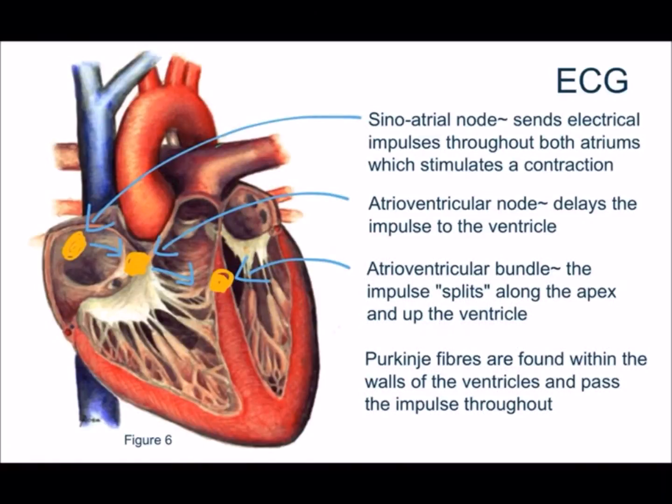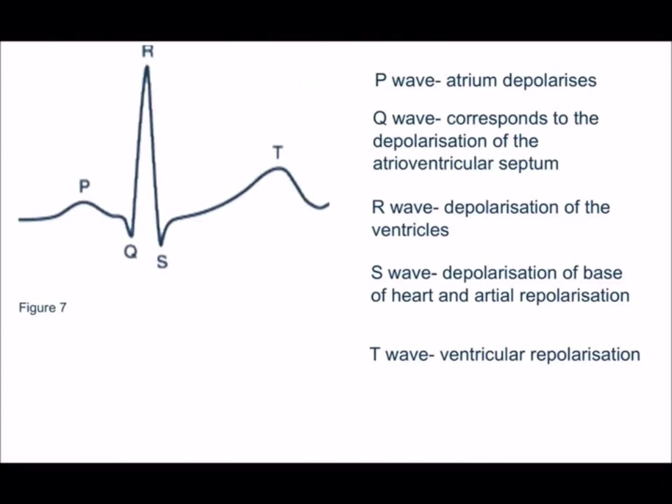This is located near the top of the septum. It allows the impulse to split along the apex and up the ventricle. The impulse is passed along the Purkinje fibers found in the ventricle walls, which then cause the heartbeat. The heart rate can be measured by an ECG, which is best defined as a recording of all the action potentials created by the sinoatrial node and the atrioventricular node in the heart.